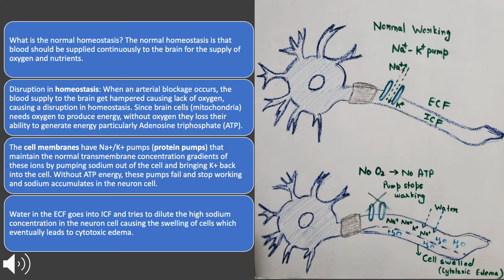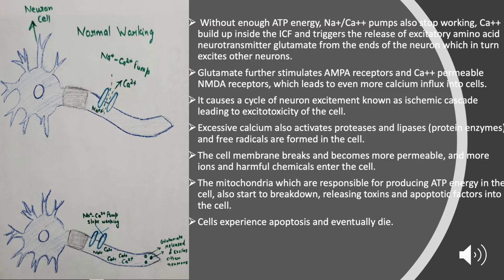Therefore, sodium accumulates in the neuron cell. The sodium ion accumulation leads to cell depolarization, leading to a large influx of sodium ions and efflux of potassium. As a result, water in the ECF goes into ICF and tries to dilute the high sodium concentration in the neuron cell. Therefore, the cells begin to swell, which eventually causes cytotoxic edema.